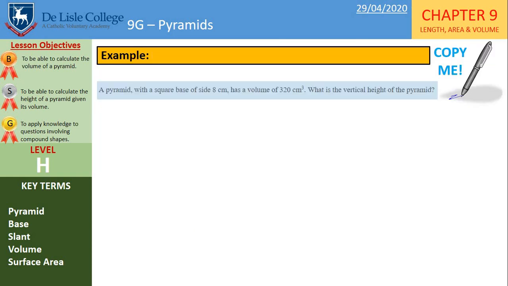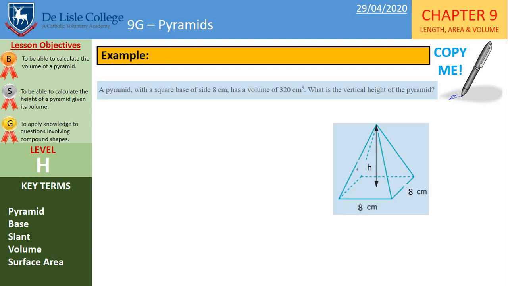Right, let's have a look at the silver objective now. So this is where we are given the volume and we need to calculate the vertical height. So a sketch always helps. So we can see there we've labelled it, we're told that a pyramid has a square base of side 8 centimetres and we've got a volume of 320 centimetres cubed. We need to work out the height. So I've labelled the height h.